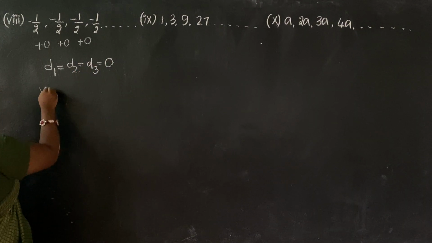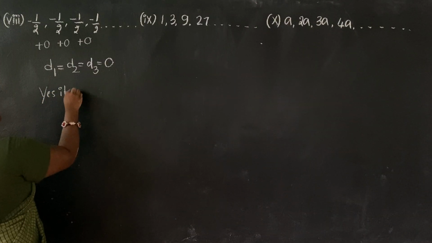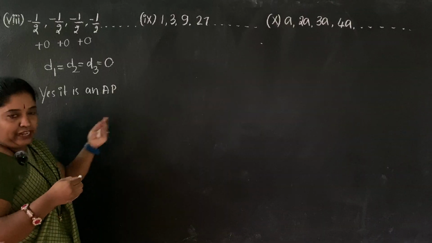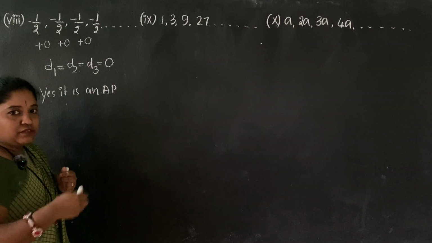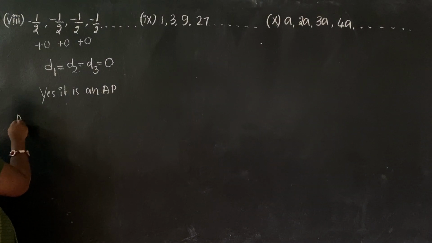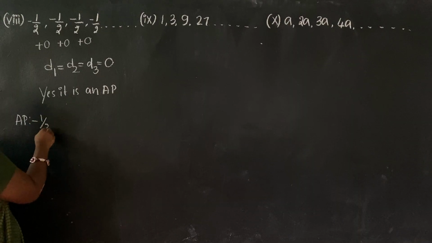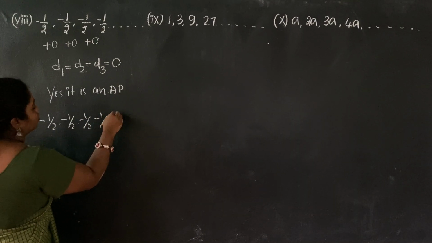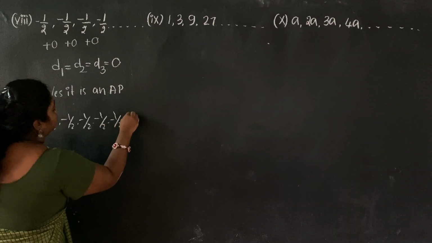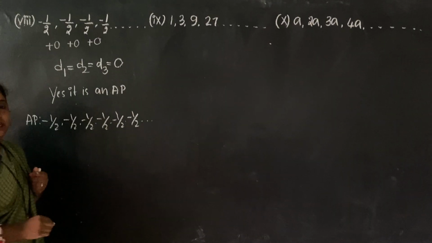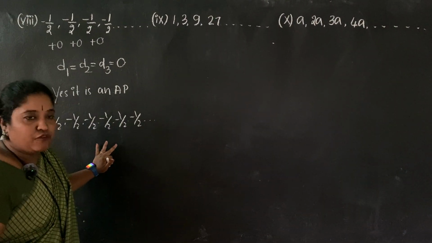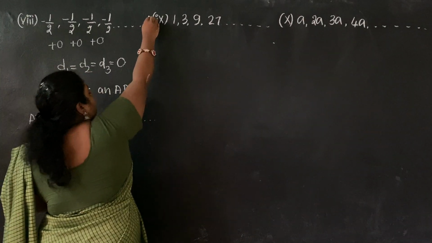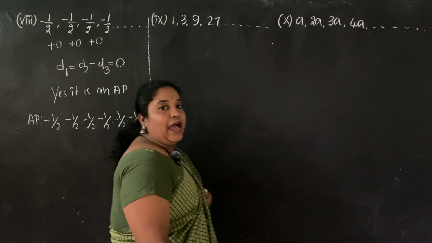So what do I conclude here? I conclude that yes, it is an AP. Okay. So if it is an AP, I'll be writing a few more terms. The next 3 terms, my AP turns out to be, dear, again minus 1 by 2, minus 1 by 2, minus 1 by 2, and it will continue going with the same value, keeping the common difference as 0. Okay.